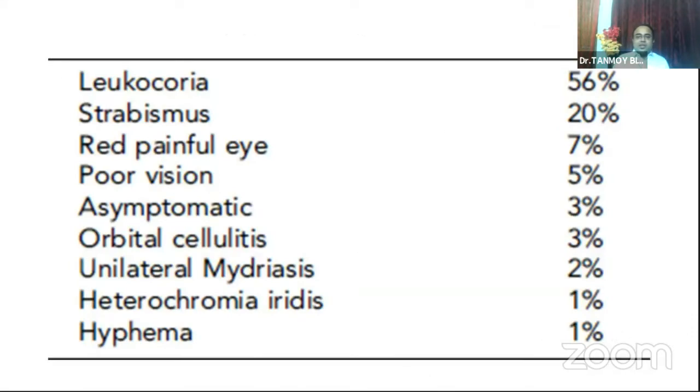This chart shows the various modes of presentation of retinoblastoma, leukocoria being the commonest, followed by strabismus and red painful eye. So in children, retinoblastoma can present in various ways. Whenever we are seeing a child, we have to keep this in mind.